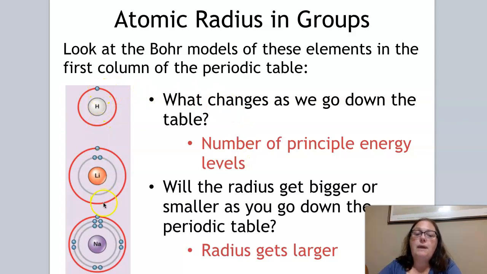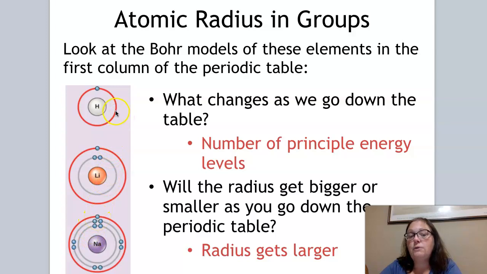So if we look at Bohr models going down the first column of the periodic table, we see that hydrogen only has an n equals 1. So if you haven't done electron configurations yet, that's okay. You have done Bohr models, I'm sure. And so if you've only got one electron, you've only got one ring. And then you learned you could only put 2 in that first ring. So when we get to lithium and we've got 3, we have to add another ring to the outside where this electron goes. And for sodium, we have 11. So we do our 2 and our 8, and then one more in this outer ring.